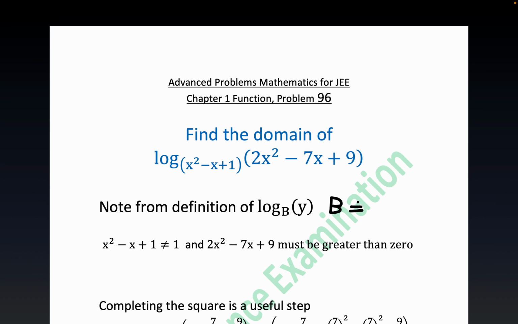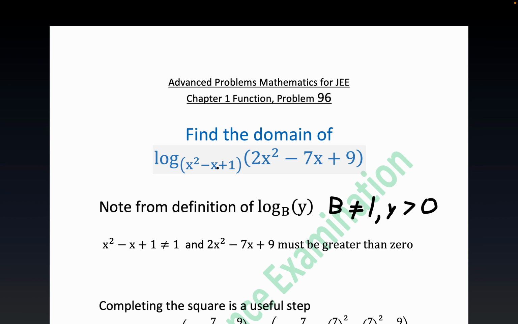Okay, the acceptable inputs. Now we know the definition of the logarithm function: the base cannot be equal to 1. It wouldn't be a very interesting function otherwise. The domain would just be 1 if the base was 1. And also, since the log function is the inverse of the exponential function, we need y, the input argument, to be greater than 0.